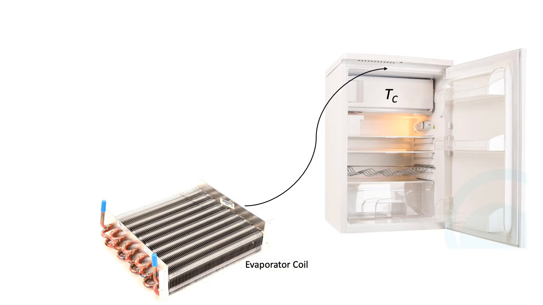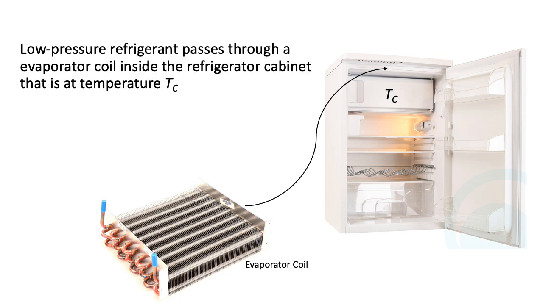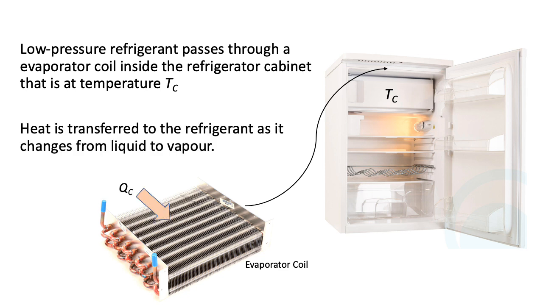The inside of a refrigerator is the low temperature region at temperature TC. There's an evaporator coil inside the cabinet of the refrigerator. Low pressure refrigerant passes through this evaporator coil. Heat is transferred to the refrigerant as it changes from liquid to vapor.